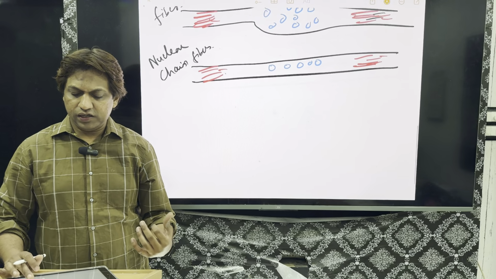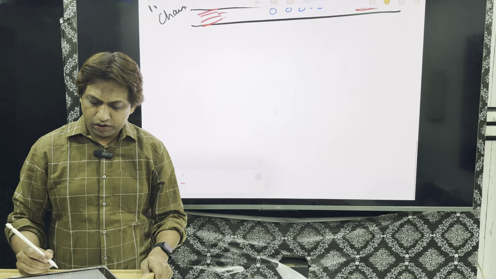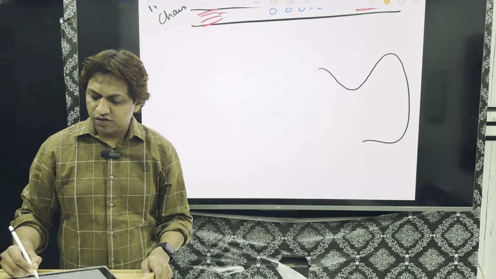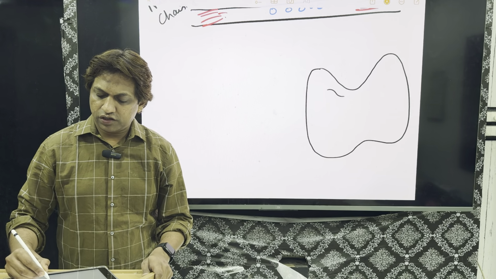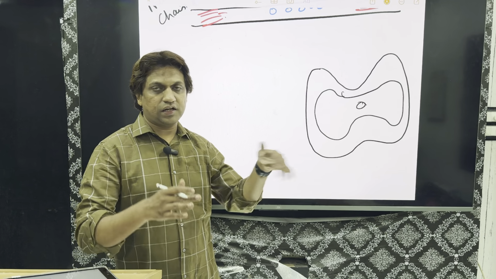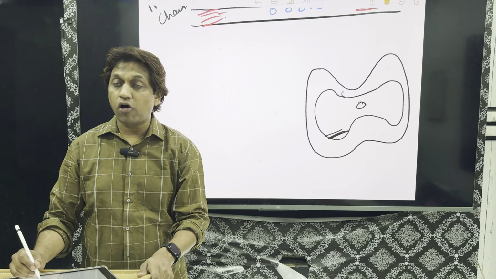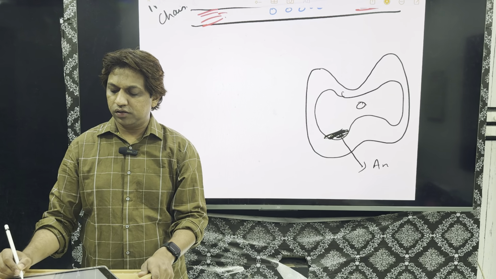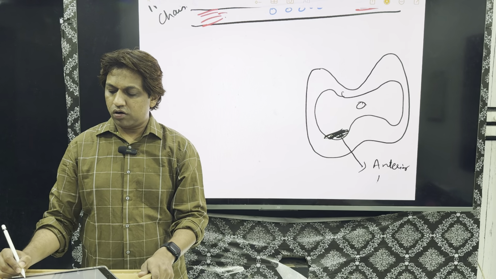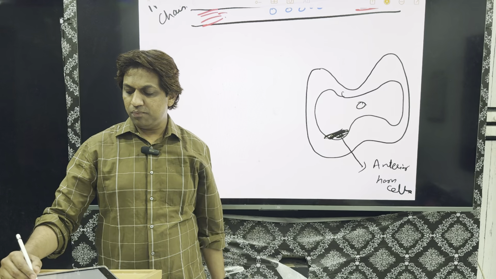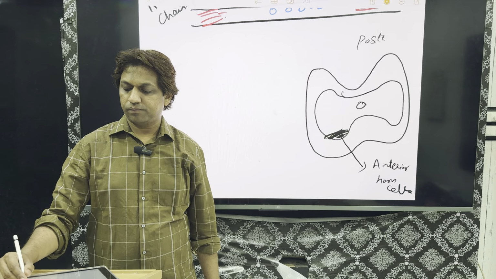Okay. So, let me draw a line diagram again of a cut section of the spinal cord. You know this part is anterior, the front part, known as anterior horn cells. This is the posterior part, that is the back side.